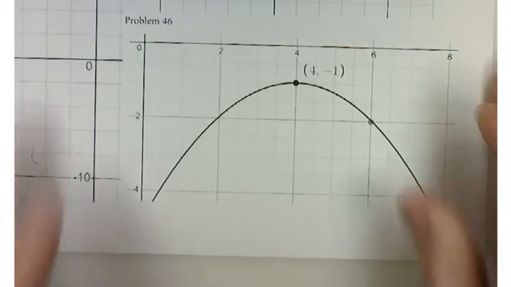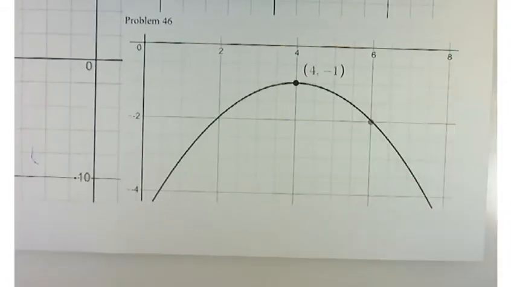Let's try another follow-up problem to keep working with parabolas for one more iteration. I think problem number 46. So what's the equation of that parabola? All right, well, I guess that's what we've got to figure out.